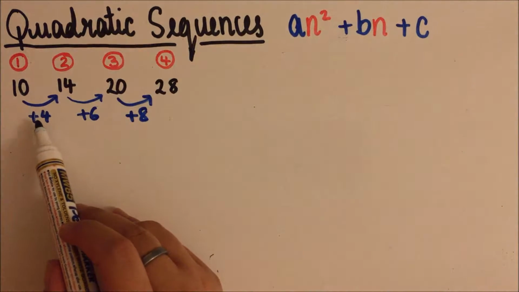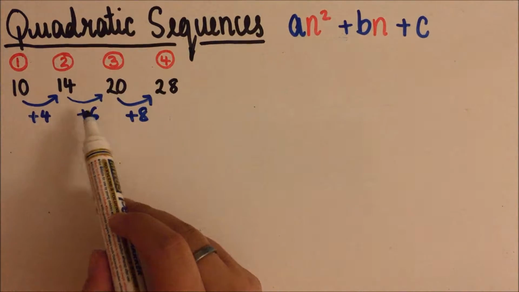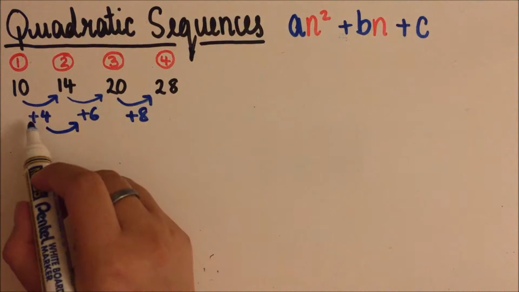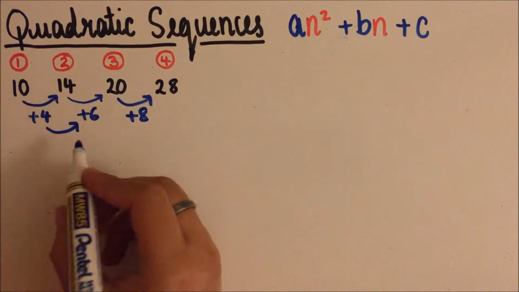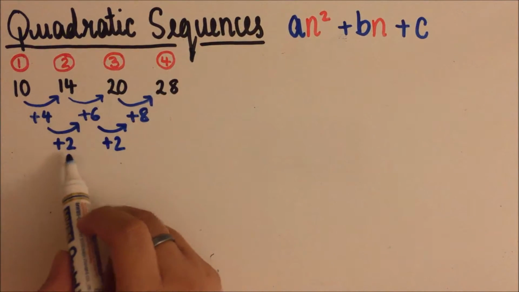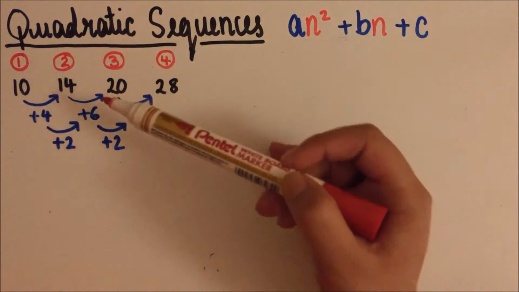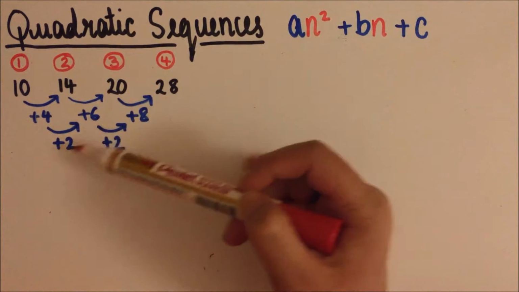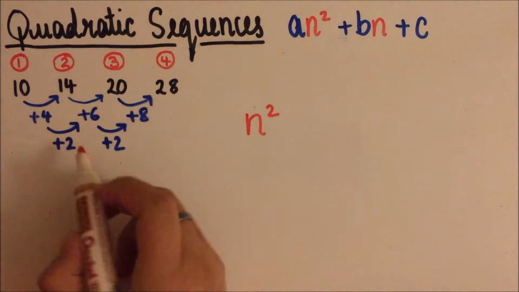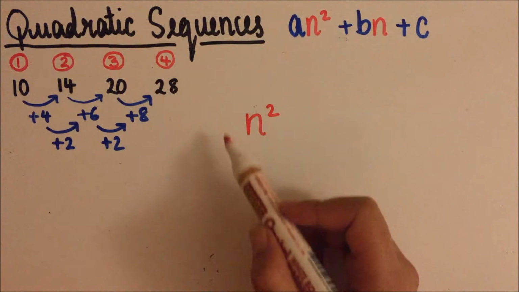However, you can see that the difference each time is increasing by 2. So 4 add 2 gives you 6, 6 add 2 gives you 8, okay? So what you actually have to do is find the difference between the differences, and it's +2. And now you can see there's a number that's actually constant, okay? If you had to find the difference of the differences twice to get a constant difference, then you're going to get an n squared term, okay?